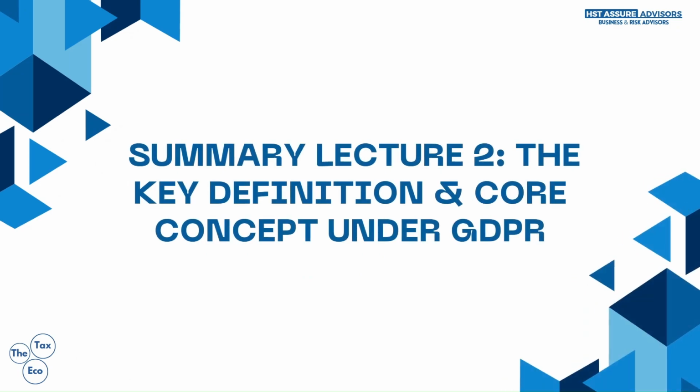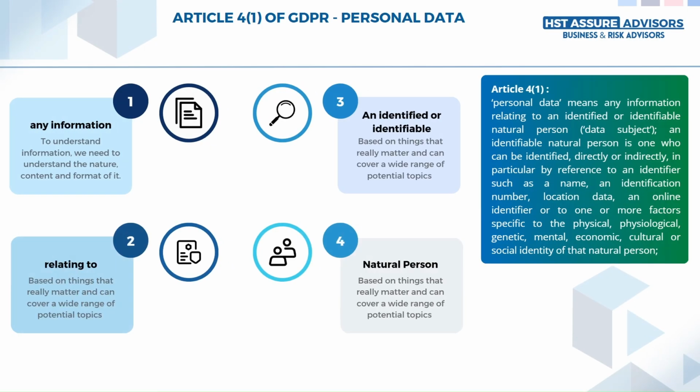Let's quickly summarize the session. The concept of personal data is the gateway to the application of the General Data Protection Regulation, GDPR. If the information being processed does not qualify as personal data, the regulation's extensive rules on processing, security, and data subject rights do not apply. Therefore, a precise understanding of this term is the most critical foundation for any data protection professional. The GDPR defines personal data in Article 4.1 as any information relating to an identified or identifiable natural person, the data subject. Let's break down the key components of this definition.